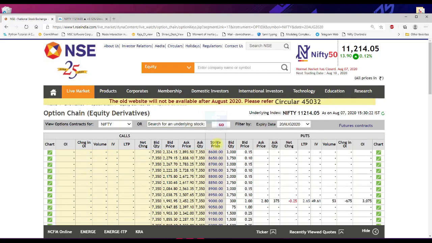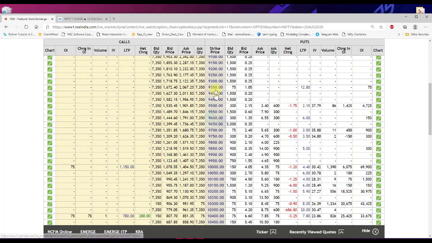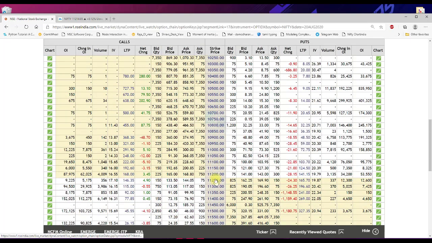Here in the center you will have the strike prices listed, mostly whole numbers or round numbers. These are all the strikes where you can trade. On the left side calls will be there, and on the right side puts. Here you will see the ask quantity, ask price, bid price, bid quantity, net change, LTP, and IV, in the sense implied volatility. We will see implied volatility, change in OI and all these things in depth in further videos, but right now just concentrate on what to check and where to check.